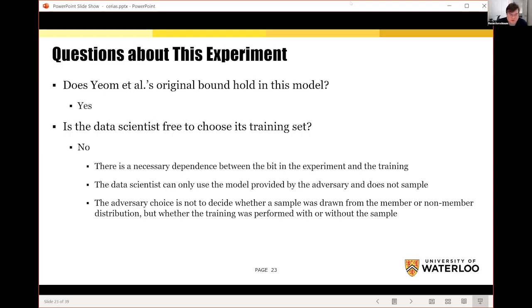And the adversary's choice is not to decide whether the sample was drawn from the member or non-member distribution, as it was in the previous version of the formulation, but whether the training set was created with or without the sample. So it's a completely different semantic of the bit B. And therefore, in this setting, it's not surprising that the original bound holds, but in an actual membership inference experiment, it does not hold.